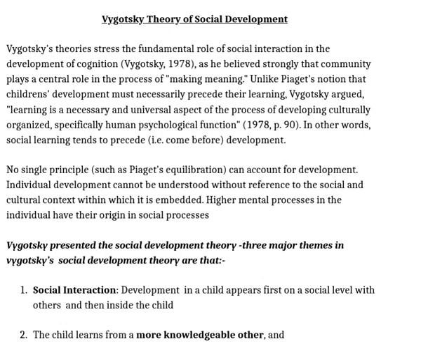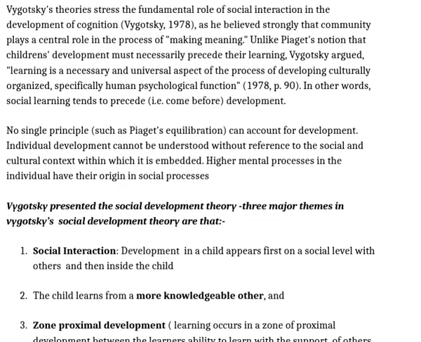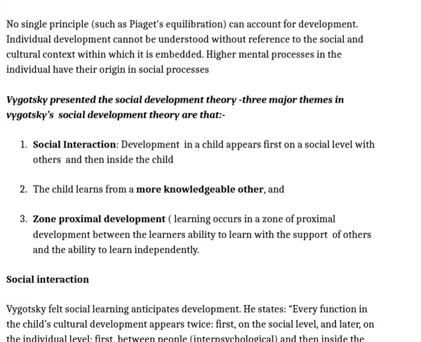He strongly believed in the community. Community makes the vital process of making meaning. No single principle can account for development. Individual development cannot be understood without the social and cultural context. Vygotsky presented the social development theory in three major themes: social interaction, more knowledgeable other, and zone of proximal development.